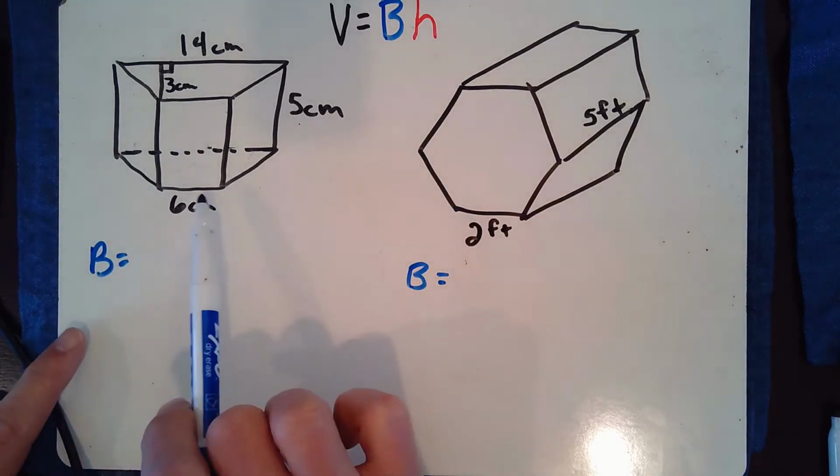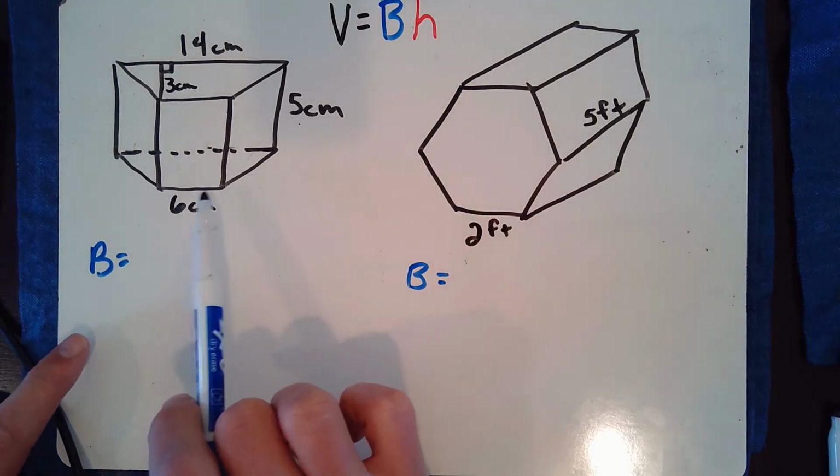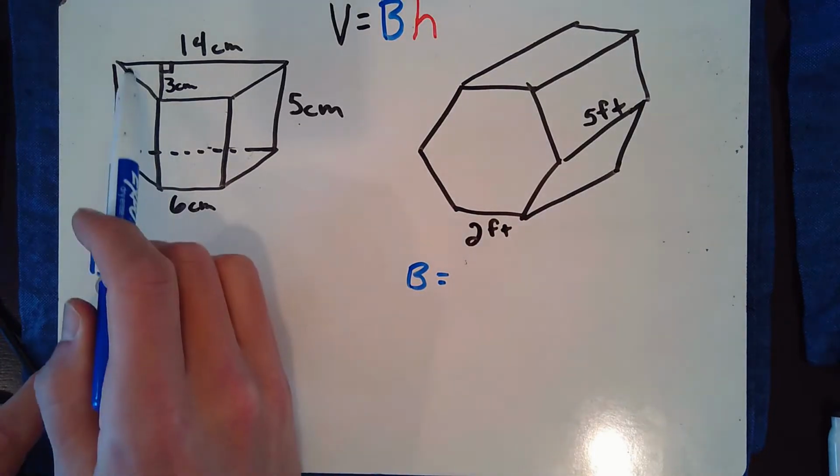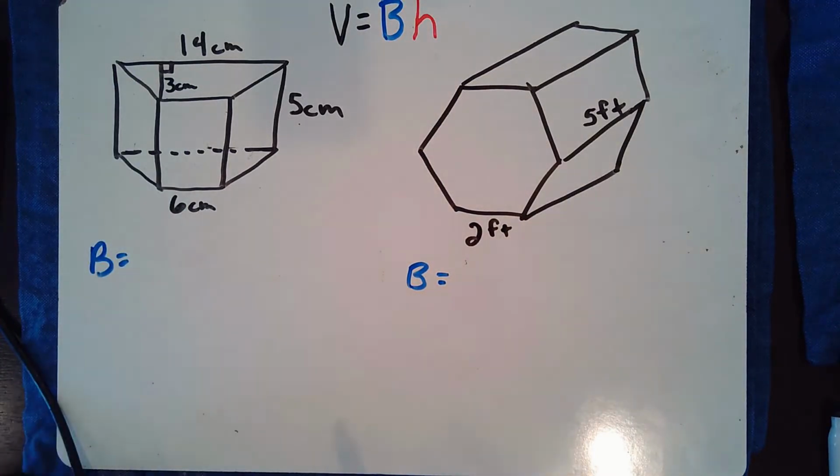In this first problem, I've got a trapezoidal prism, is what it looks like. So the bases are the top and bottom because they're congruent and opposite each other. So I first have to find the area of that.